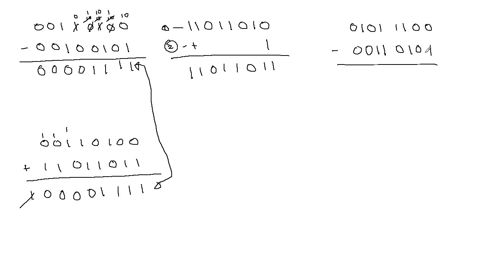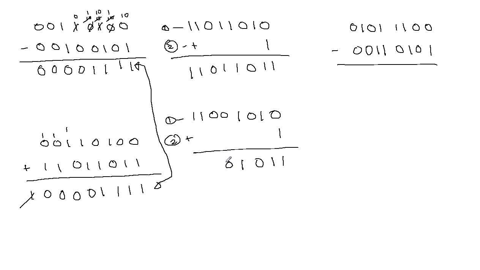So let's do the same process. We negate these binary digits, so it will become 1, 1, 0, 0, 1, 0, 1, 0. Okay, that's the first step. Then we add 1. Okay, so we have 1, 1, 0, 0, 1, 0, 1, 1. Okay, so let's add this number to this one, right?